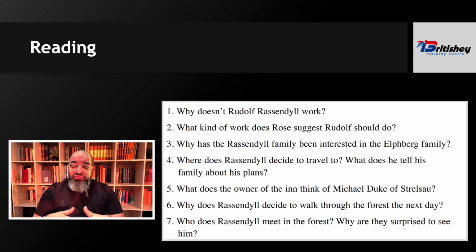But once most of the students have finished, I'll move on and get them to compare their answers together. And when they compare their answers together and discuss, I'm going to give them feedback. So I'm going to go to question 1, for example, why doesn't Rudolf Rassendyll work? And of course, as a teacher, I have to be ready with the answers. I've read chapter 1, I have the answers myself. If I want to accelerate this, so instead of me discussing question by question, which would take time with the students, I would be ready with an answer key.